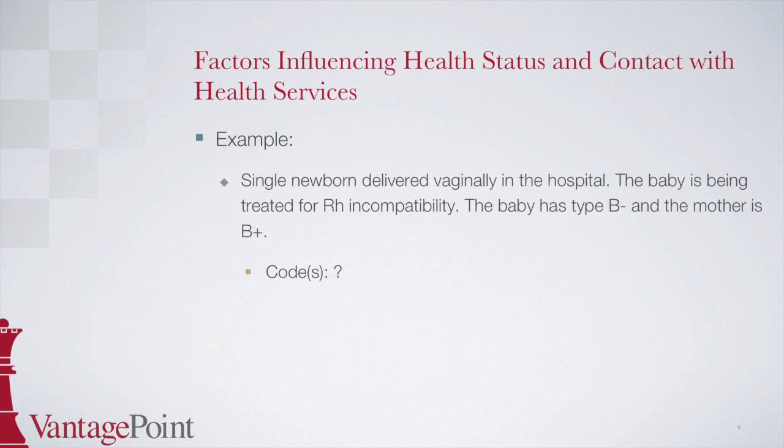For the next example, we have a single newborn delivered vaginally in the hospital. The baby is being treated for Rh incompatibility. The baby has type B negative and the mother has B positive blood. How would you code this? Please pause the webinar to complete this example and then hit play to continue and learn the answer.